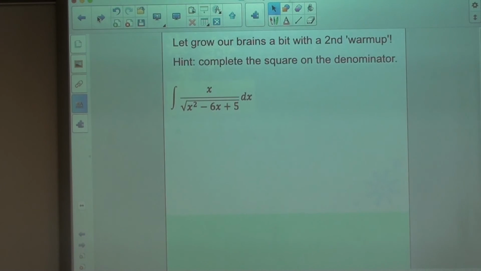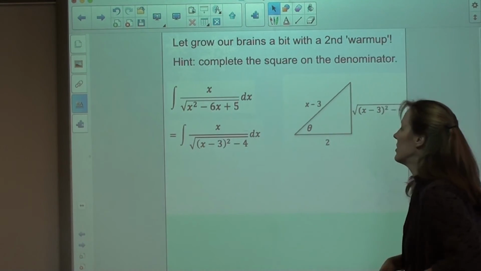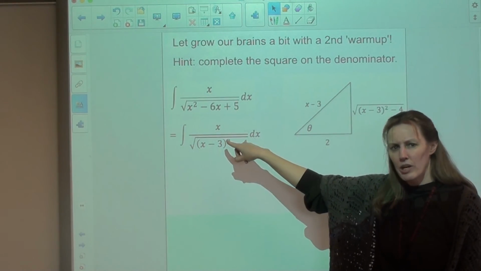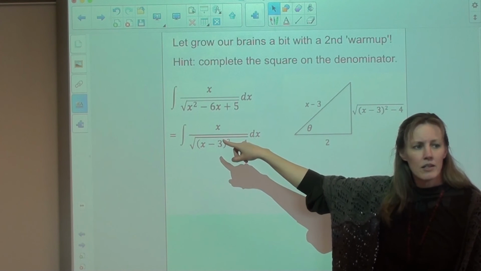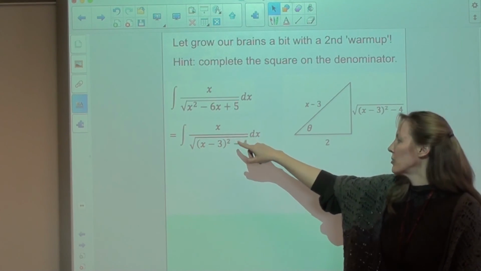Once you complete the square, are there any questions on how to go from here to here? Did everyone do okay with their square completing? We're all good? If you need help, you can just call me over, raise your hand.